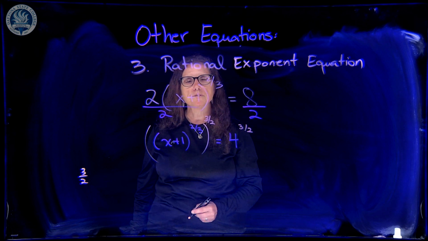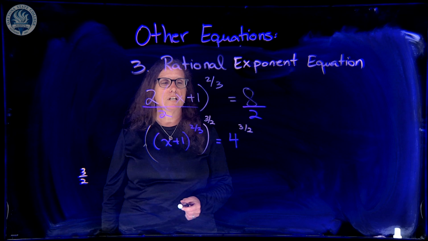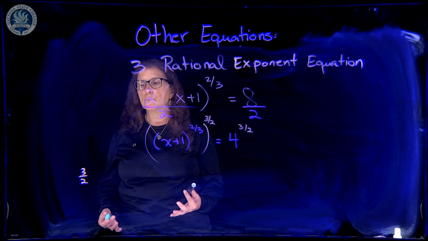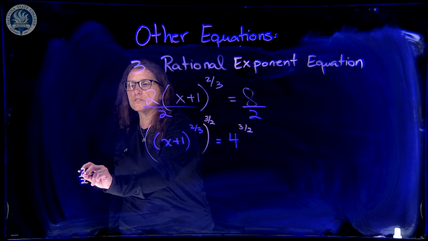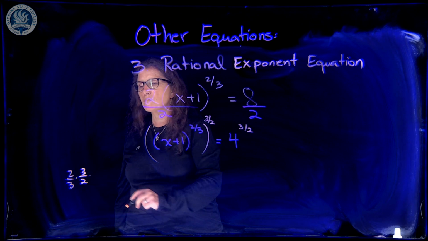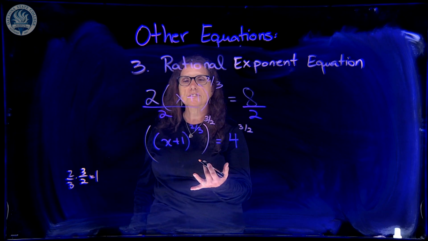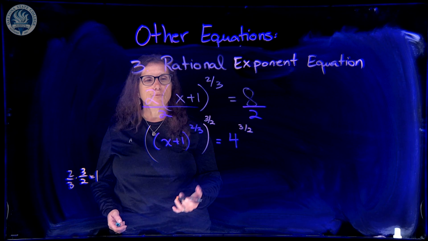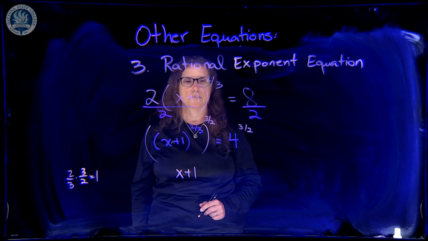And why do we do that? Well, an exponent raised to another power, we're multiplying the exponents. So 3/2 times 2/3, if you multiply reciprocals, they reduce to 1. How nice is that? So I got 1 here, so the left-hand side is just x plus 1.